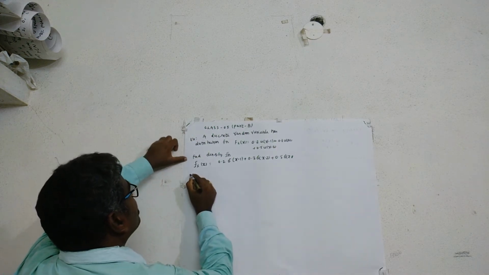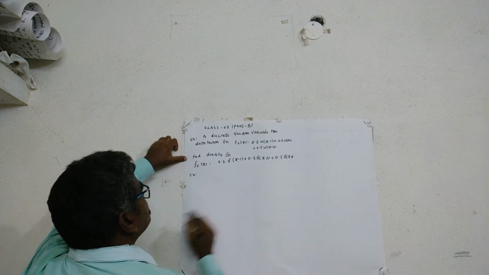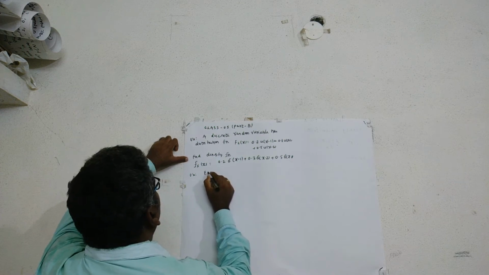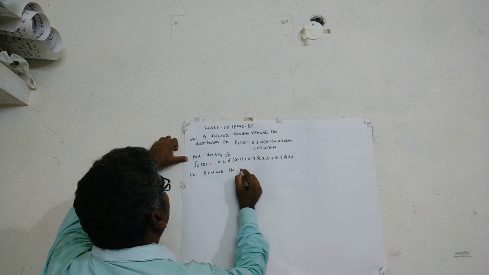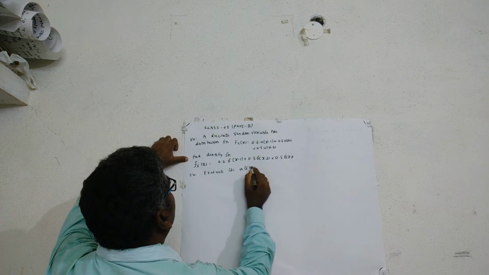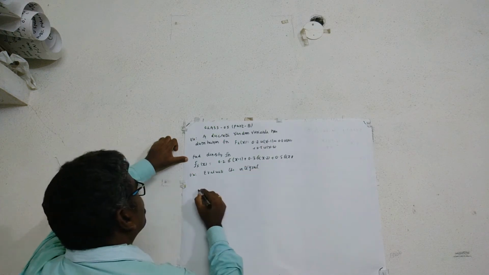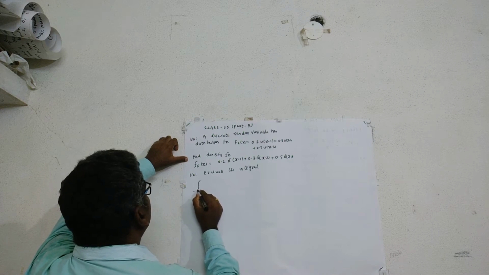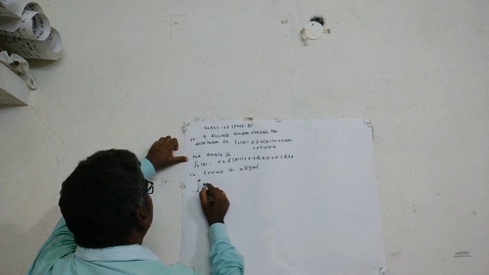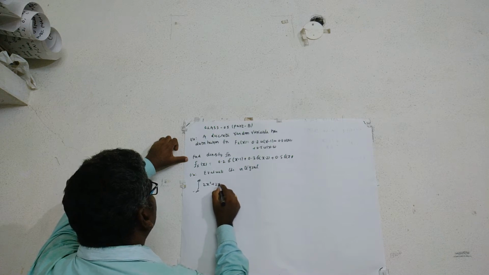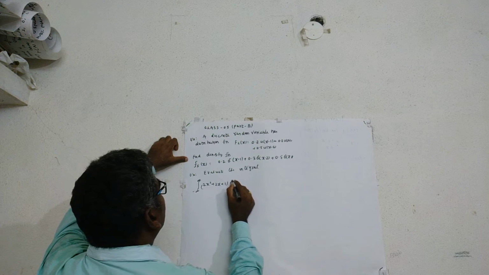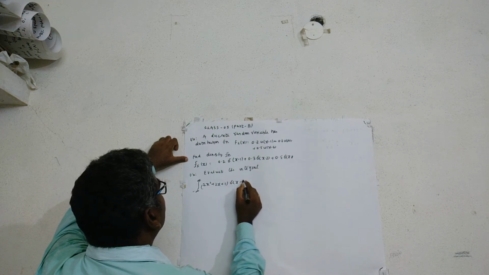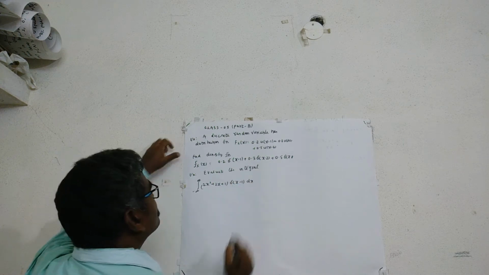Okay, next another example problem. Evaluate the integral. What is the integral here? The integral from minus infinity to infinity of (2x square plus 2x plus 1) into delta(x minus 1) dx.